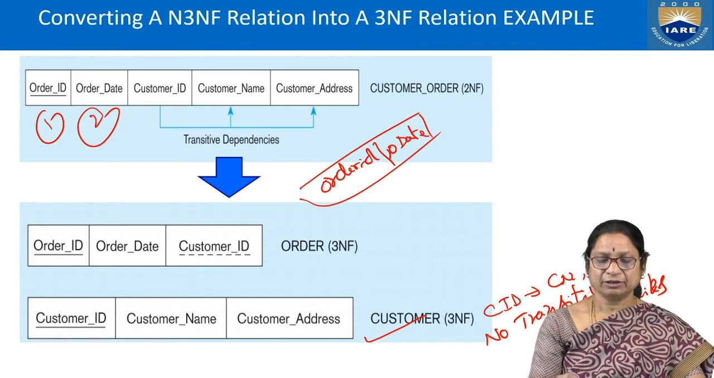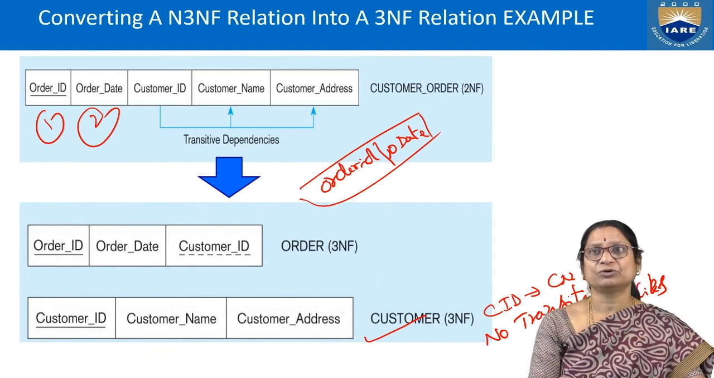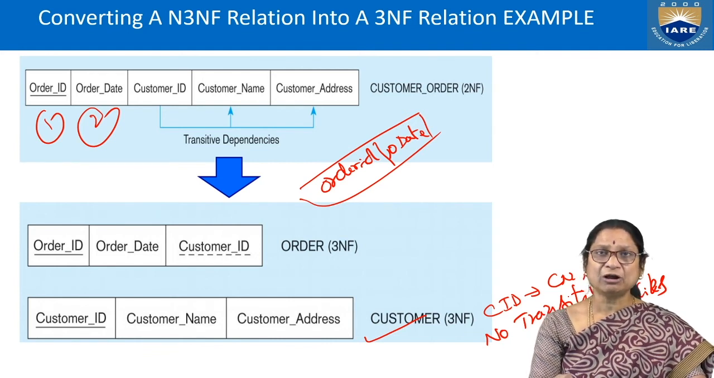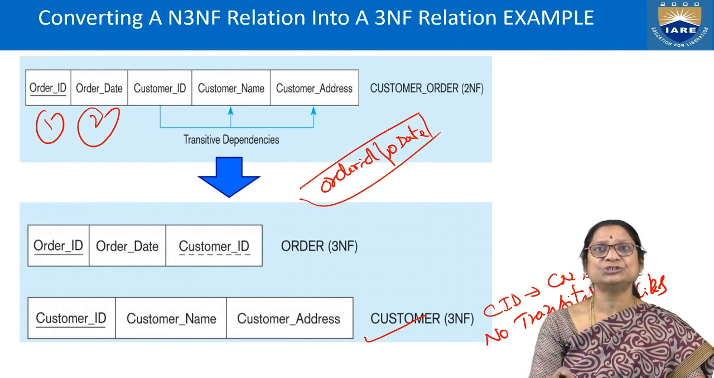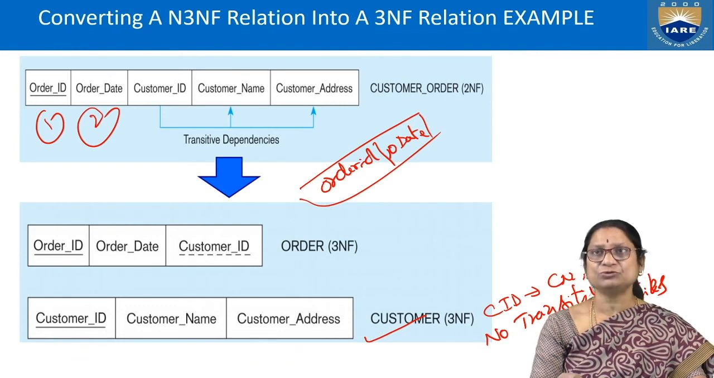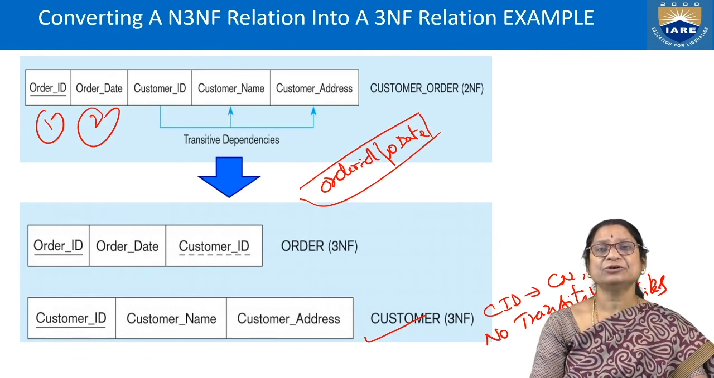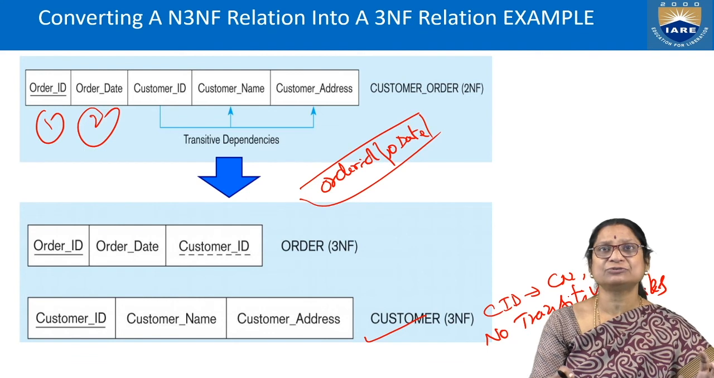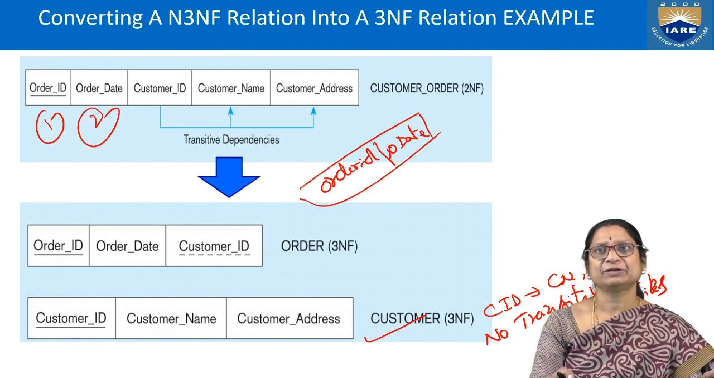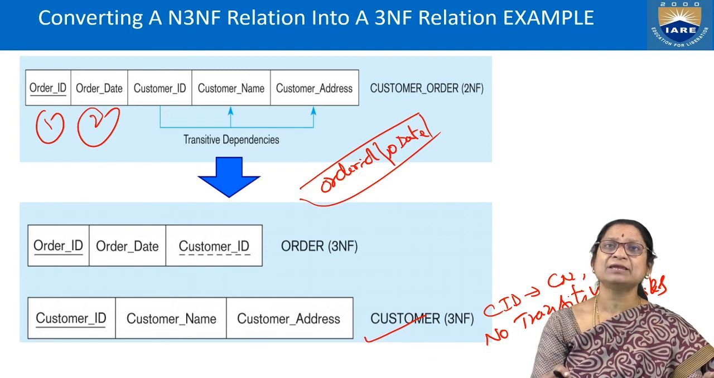But remember, how can I join these two? If I decompose like this, what happens? It doesn't satisfy the lossless join decomposition because there is no common attribute in these two subrelations, so I cannot join afterwards to get my original relation. Loss of information may exist or spurious tuples may result.